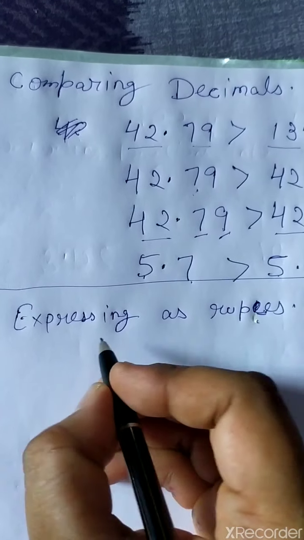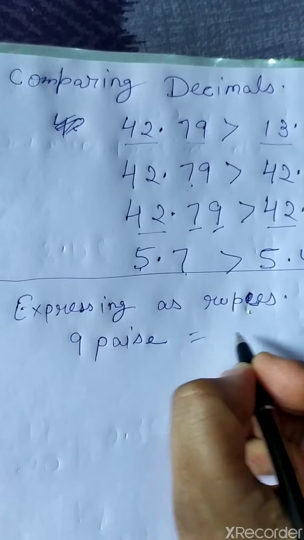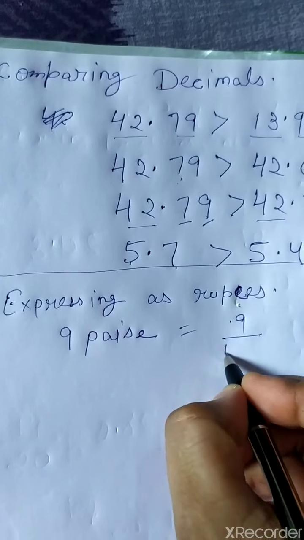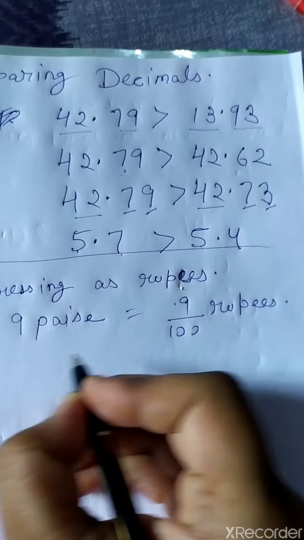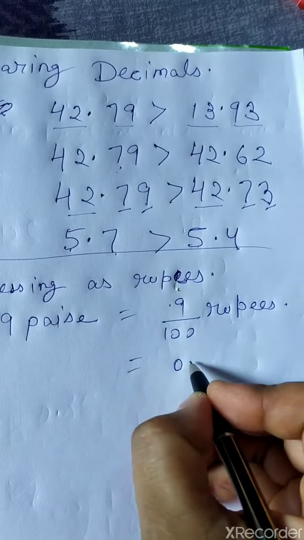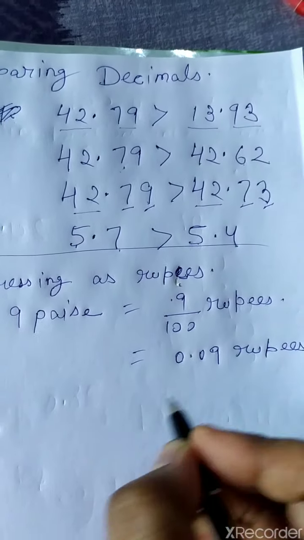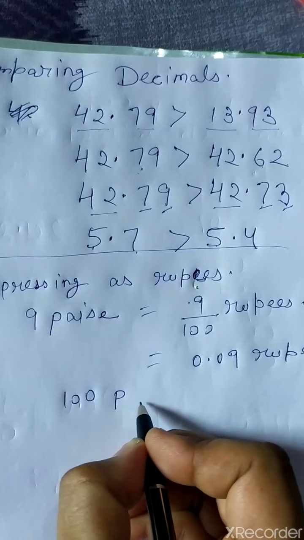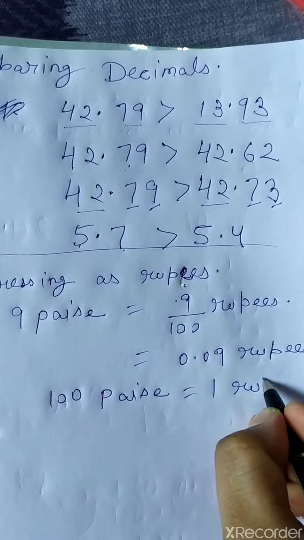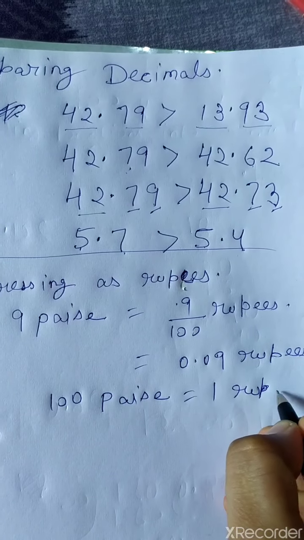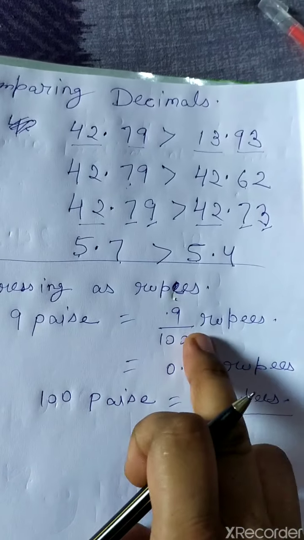Next is expressing as rupees. Suppose it is given 9 paise, then 9 paise is equal to 9 by 100 rupees, because 100 paise equals 1 rupee, so you will write 0.09 rupees, because you know that 100 paise equals 1 rupee. So 100 paise equals 1 rupee, therefore you divide by 100.